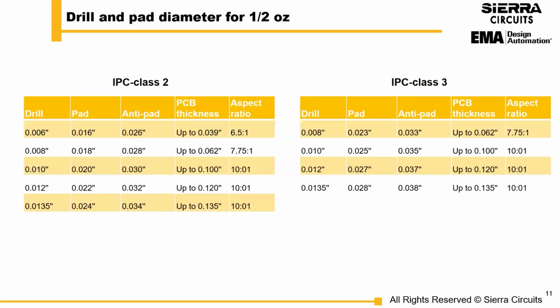Here, there are standard drill and pad diameters for half-ounce copper PCBs that we have presented here, following the IPC Class 2 and the IPC Class 3 standards. The left table outlines IPC Class 2 specifications that are commonly used for standard reliability applications. And the table on the right side presents IPC Class 3 specifications, which have stricter requirements for high reliability aerospace and medical devices.